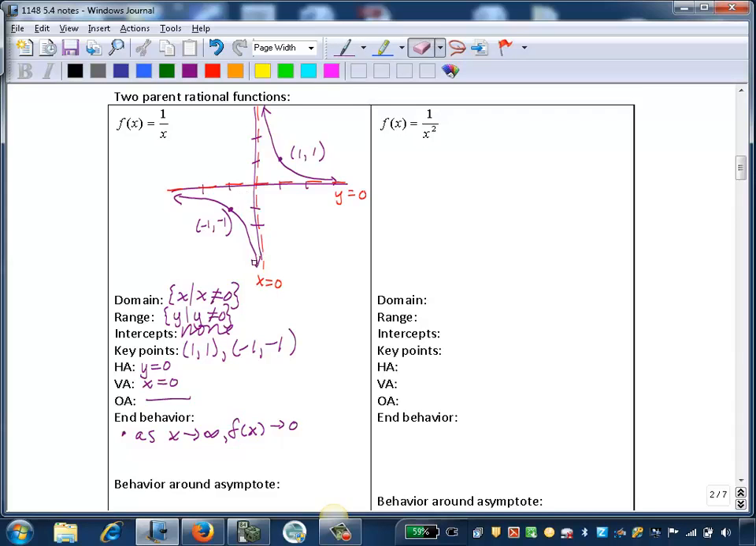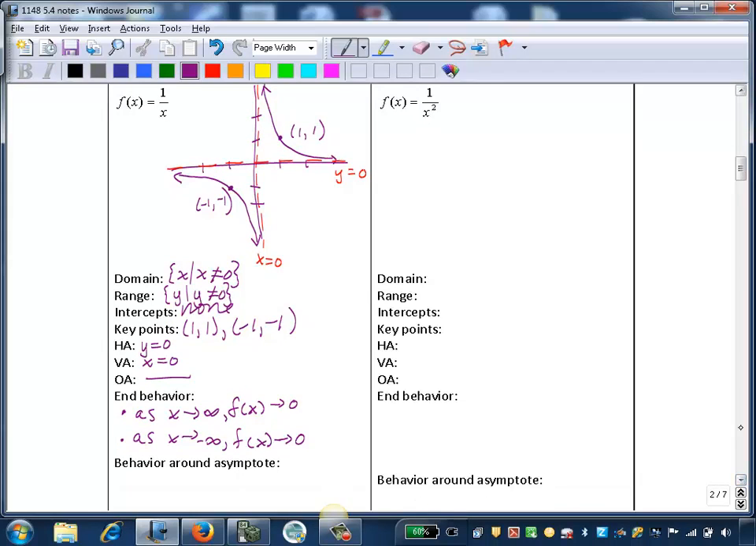Now on the other end, as I trace infinitely to the left, so x is getting smaller and smaller, we can see it's flattening out again here, and it will never cross that boundary line, that horizontal asymptote. So then we can say the end behavior at the other end, as x approaches negative infinity, f of x also approaches 0.